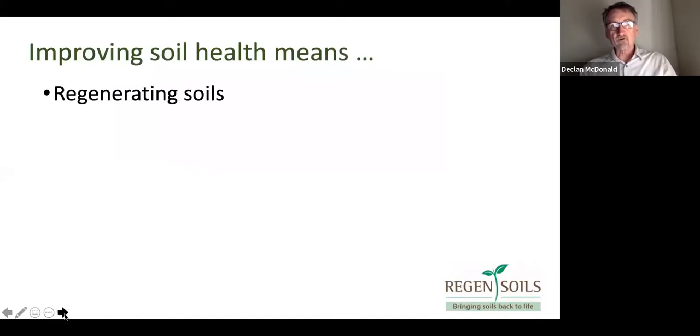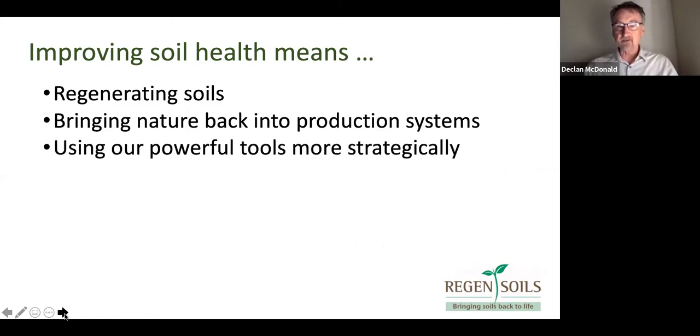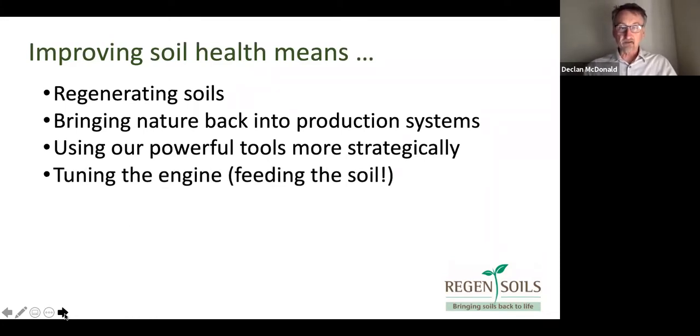So improving soil health means regenerating the capacity of the soil to store nutrients and to slow release nutrients through management of organic matter. So we need to bring nature, or at least have an understanding of these natural processes, back into production systems. We need to use the powerful tools of fertilizers and biocides more strategically, because we need to understand that these have an impact on the natural process, as we've just talked about.